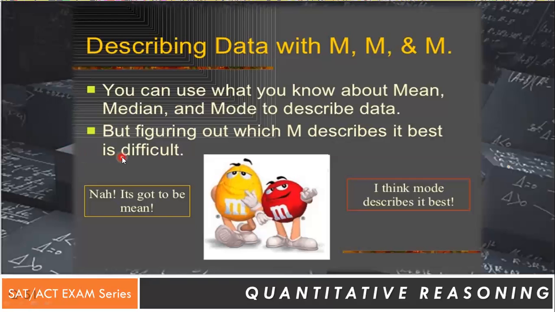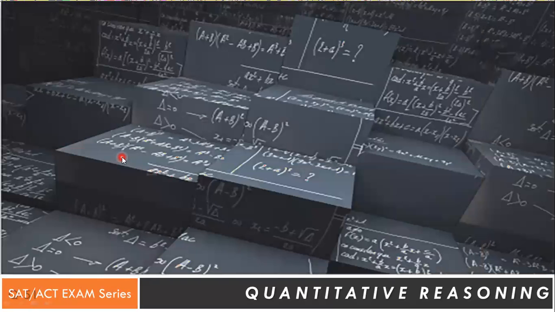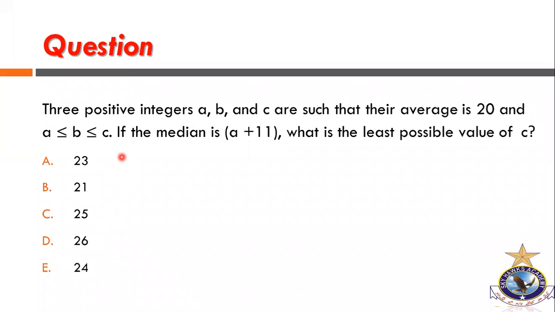Okay, coming back to the topic now. This is the question. Please read this one carefully. The three positive integers A, B, and C are such that the average is 20 and A is less than or equal to B, B is less than or equal to C. If the median is A plus 11, what's the least possible value of C?